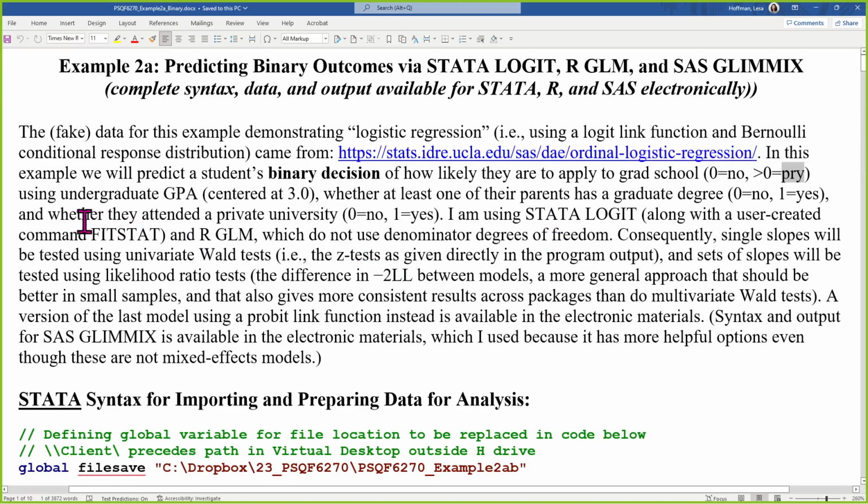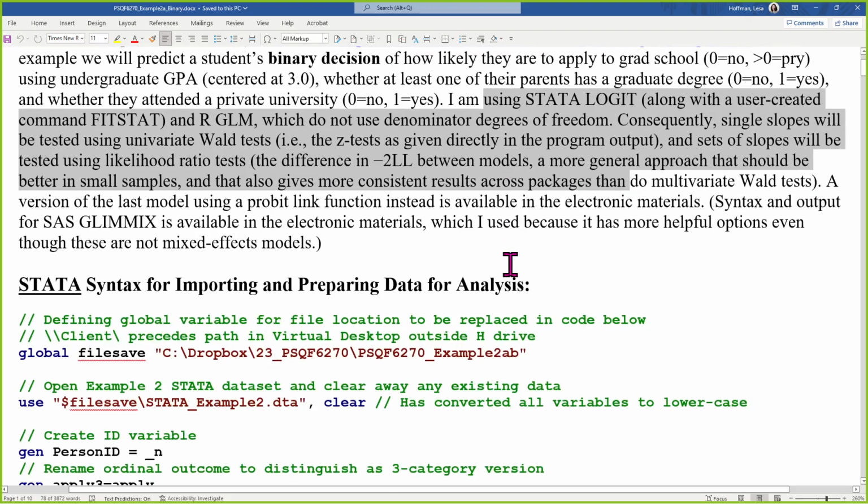But anyway, that's what that means. The predictors that I have here are undergraduate GPA, which is on a 4-point scale. I'm going to center that at 3. Whether or not at least one of their parents has a graduate degree, which is a binary predictor, and whether the student attended a private university. So 1 continuous predictor, 2 binary predictors. I have some notes about what I'm using here. You can read that at your wish.